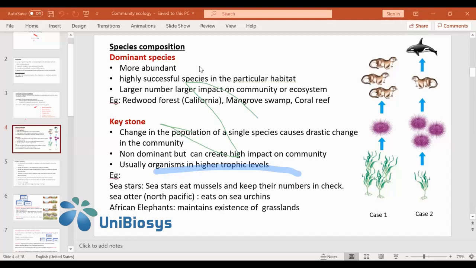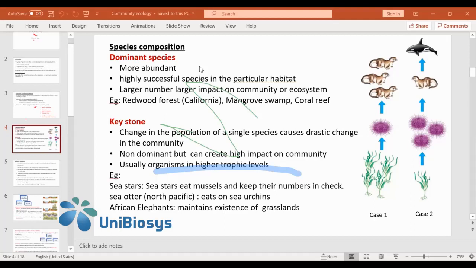For example, in the case of California, there is a forest which is called redwood forest. So what will be the dominant species over there? Redwoods. And you have definitely heard about mangrove swamps, isn't it? What is a mangrove swamp? Mangrove is the biodiversity hub, you can say. It has a lot of rare species, isn't it?